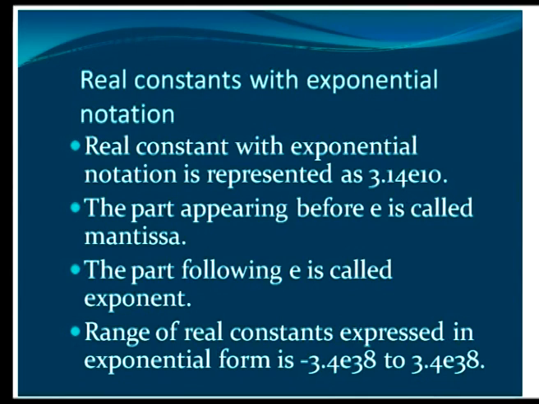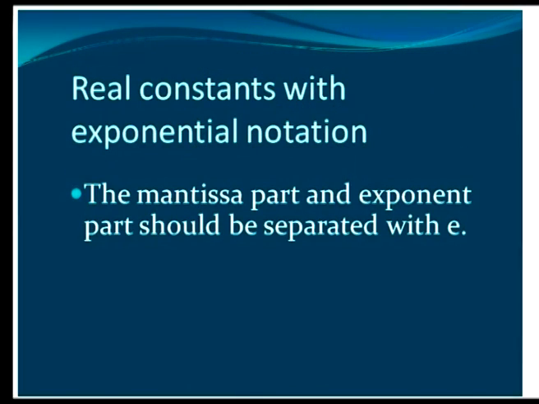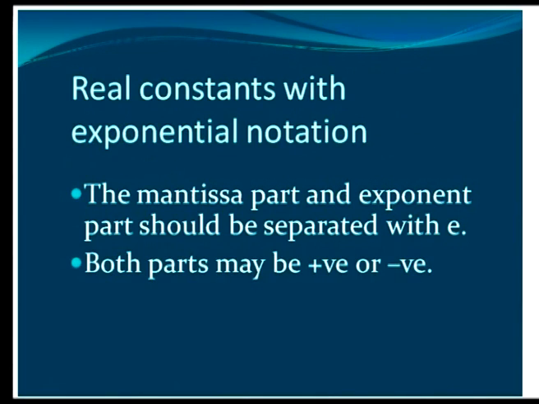The part following E is called exponent. Range of real constants expressed in exponential form is minus 3.4 E38 to plus 3.4 E38. The mantissa part and exponent part should be separated with E. Both parts may be either positive or negative, and the default sign for both is positive.